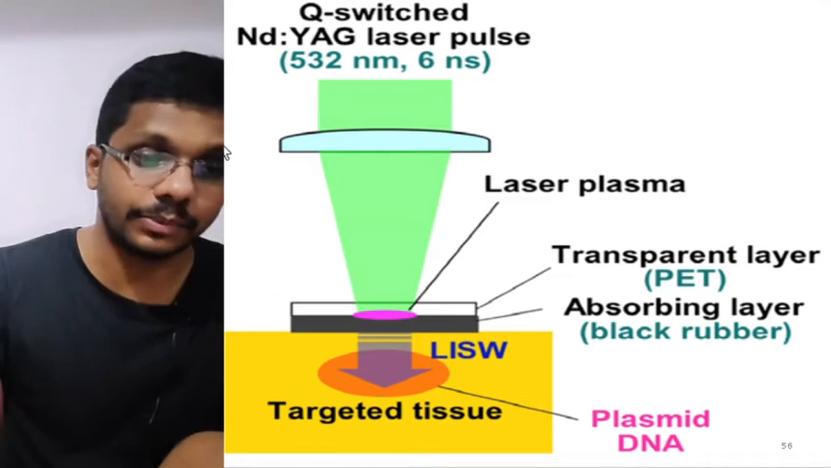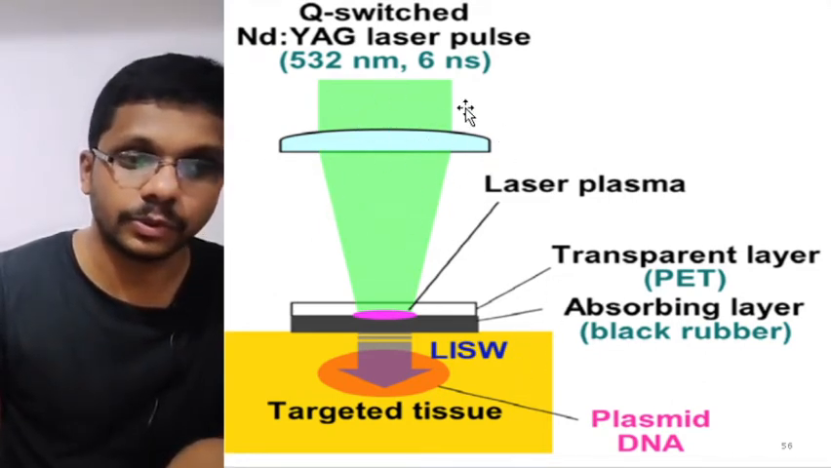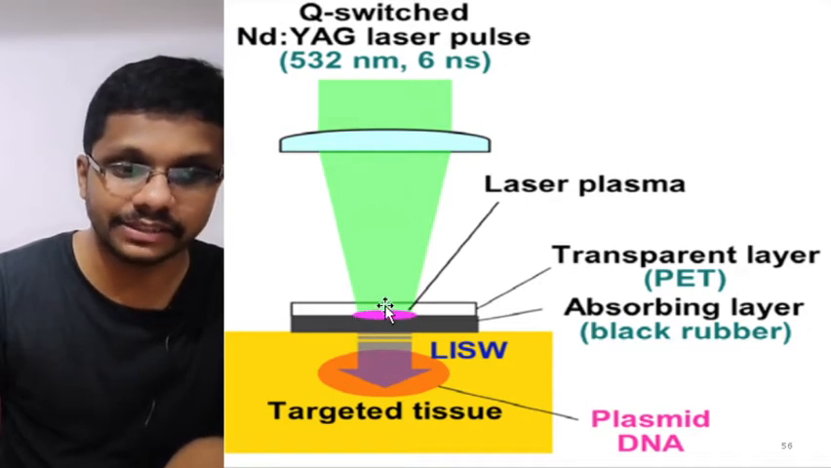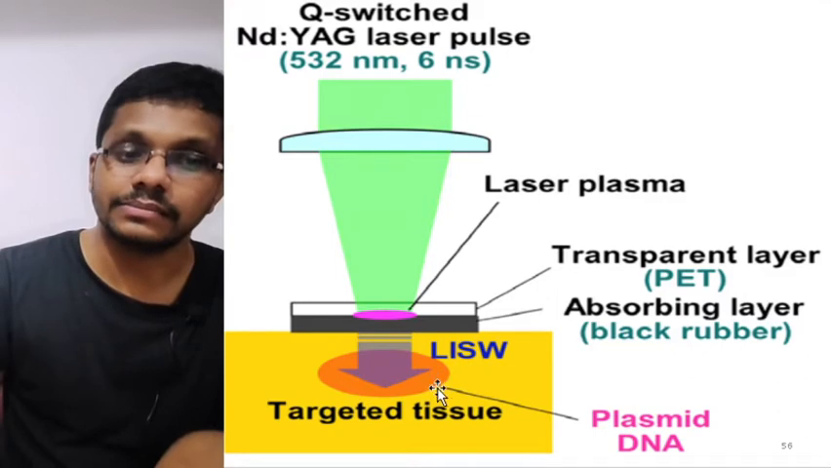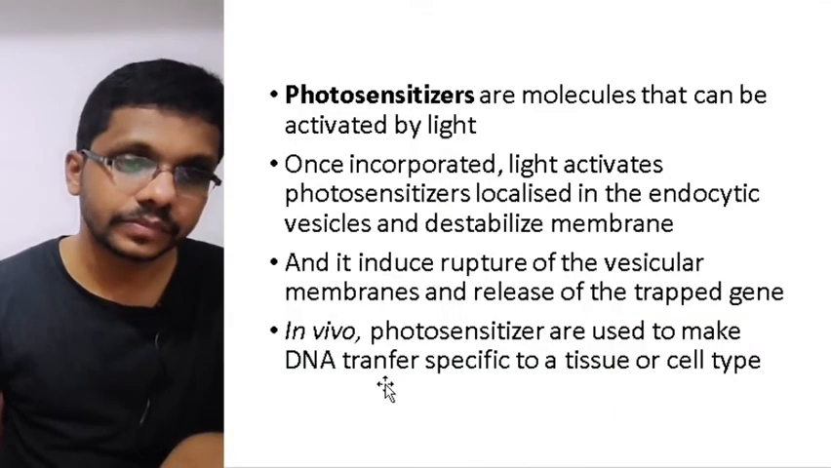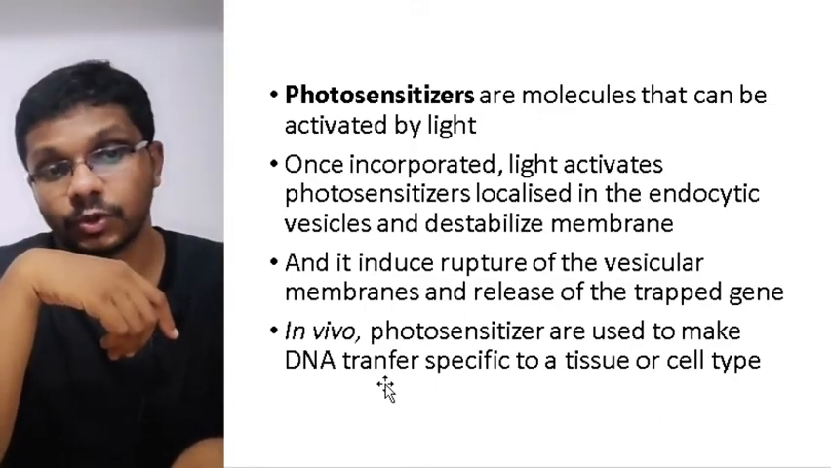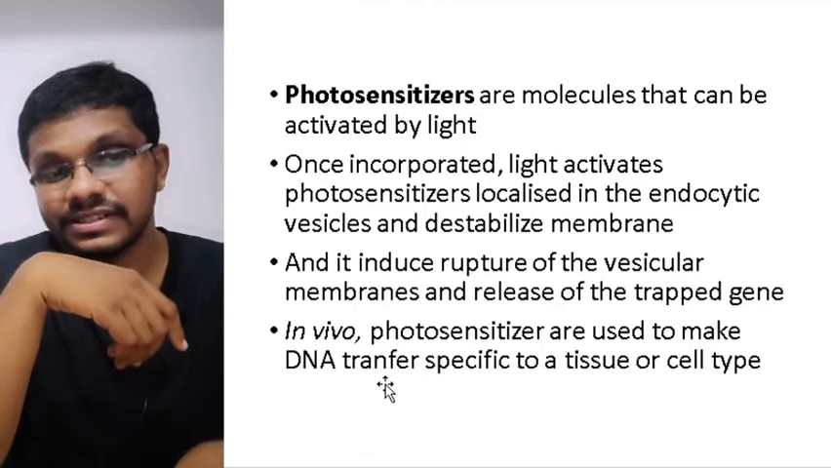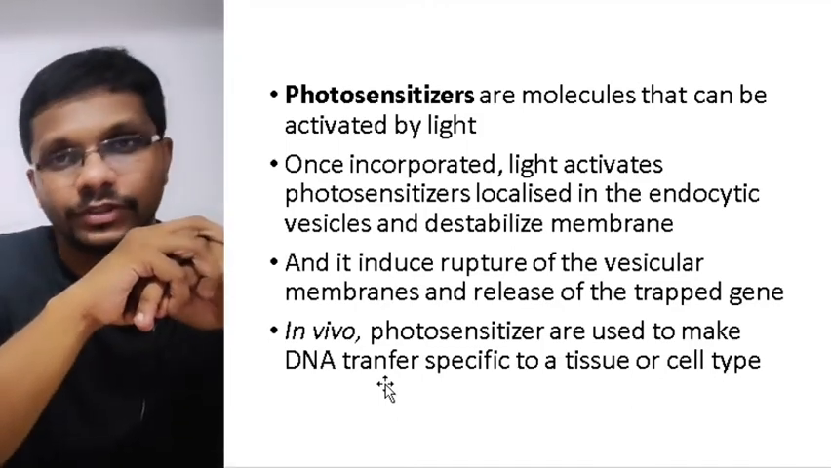This is the setup of using lasers. So we have the mechanism for concentrating the laser, and we have the cell tissue. Once the wave has come, it will create holes in the plasma membrane. So for laser-induced DNA uptake, we are using something called photosensitizers. The photosensitizers are activated by light. This can be used for in vivo gene therapy.